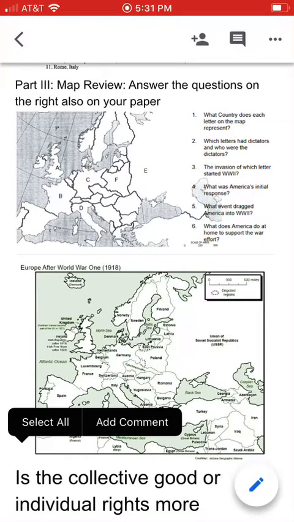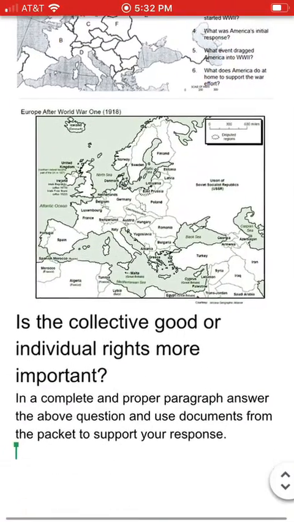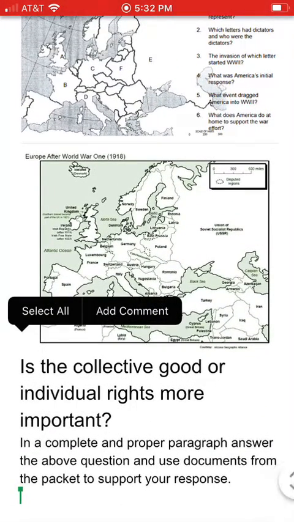As always, when we're doing a review, please look back so you can get the right answers. The nice thing about doing it on a loose leaf sheet of paper too is you're kind of creating a little study guide for yourself that you actually physically have with you that you won't have to go on the computer for. And then lastly, is the collective good or individual rights more important?